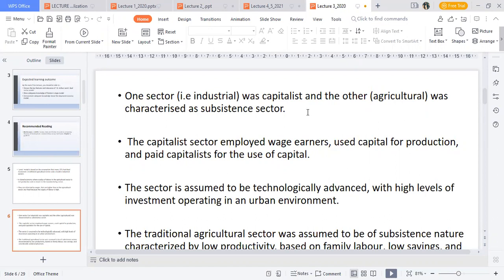Okay. This sector, I'm talking about the capitalized sector or the industrial sector, is assumed to be technologically advanced. We are technologically advanced with high levels of investment operating in an urban environment. Have you gotten the picture? So we have two sides. One is actually down. It's a lot of workers. One is actually up and producing a lot of stuff. Okay.